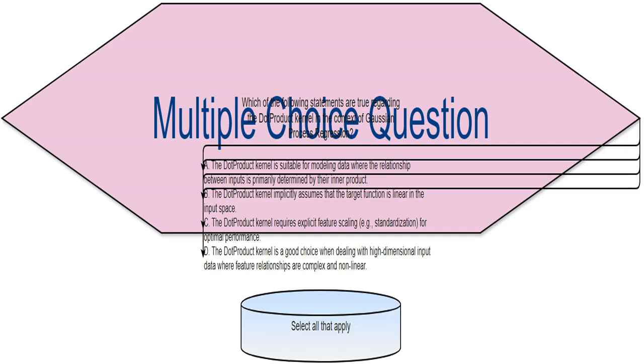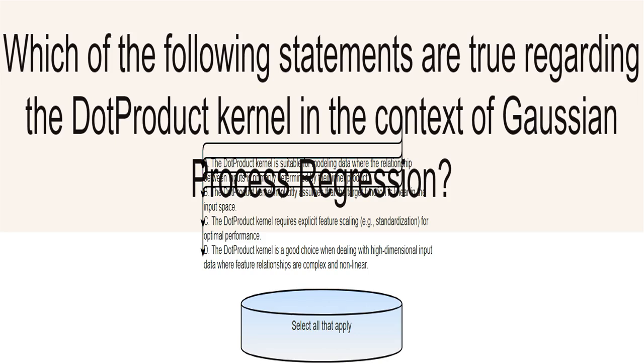I'm going to test your understanding of the DotProduct kernel's properties within Gaussian processes. Get ready for a multiple-choice question. Let's see how well you know the DotProduct kernel. This question checks whether you understand its behavior and what it assumes about your data.